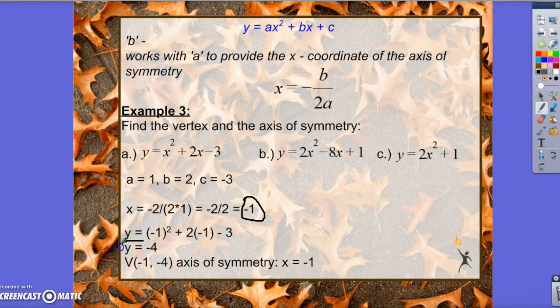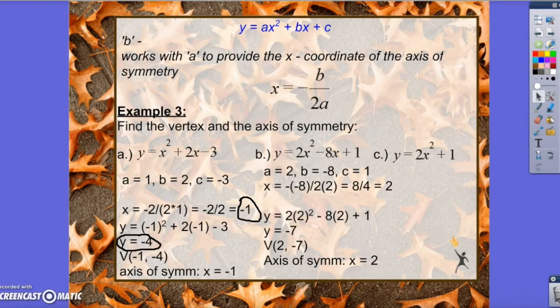All right, so what I want you to do is to pause the video and try the next two. I will show the work for you, but I want you to try them yourselves first. All right, check your work for the next one. I found my x, which is negative b over 2a. X became 2. I plugged 2 in to get my y. Y is negative 7. Axis of symmetry is x equals 2. You'll see the next slide when we actually graph.